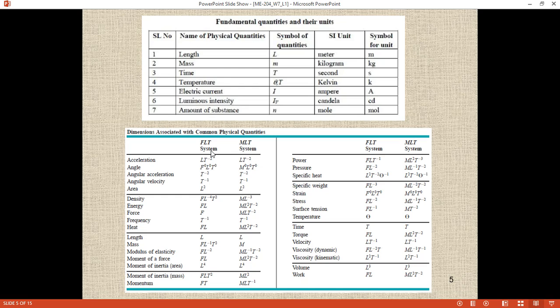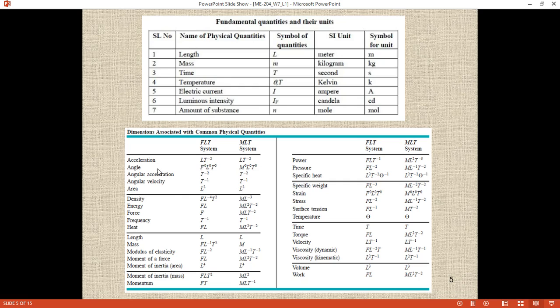What is the FLT system and the MLT system? The FLT system means we use force as a fundamental quantity: force, length, time. Or we can use mass as a fundamental quantity: mass, length, time. So we can convert mass into force in this system, and force into mass in the other system.